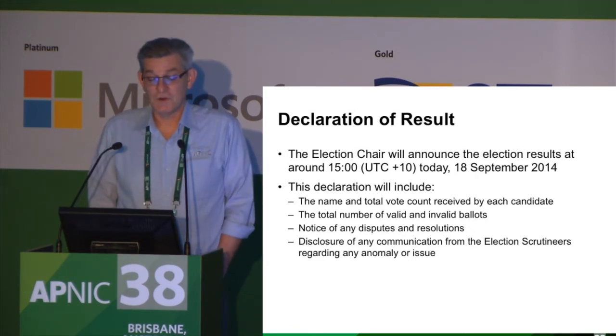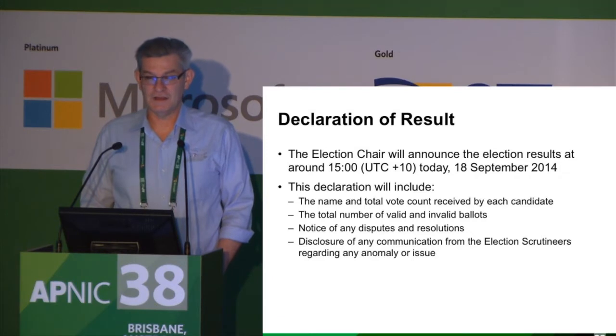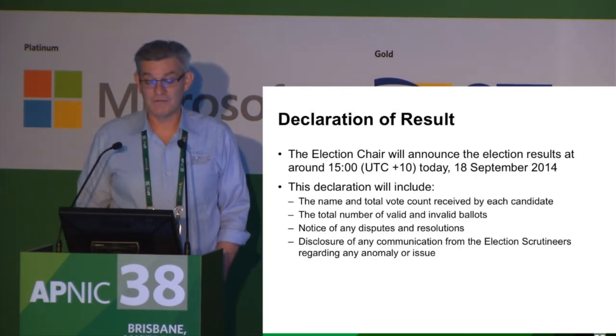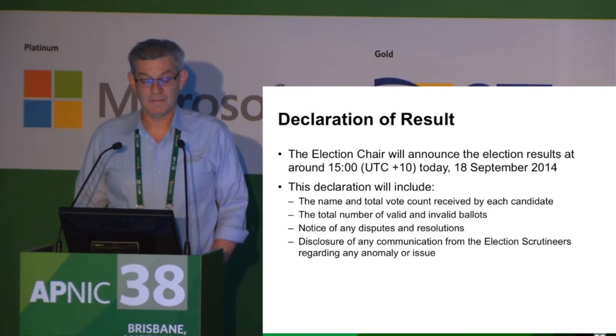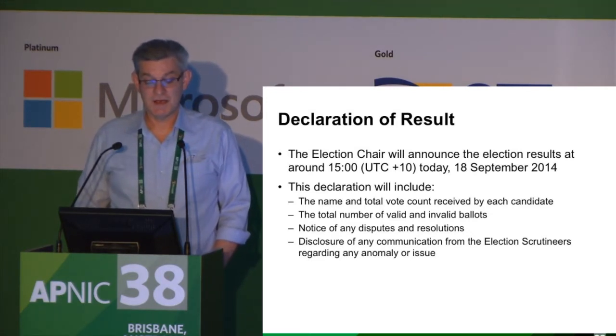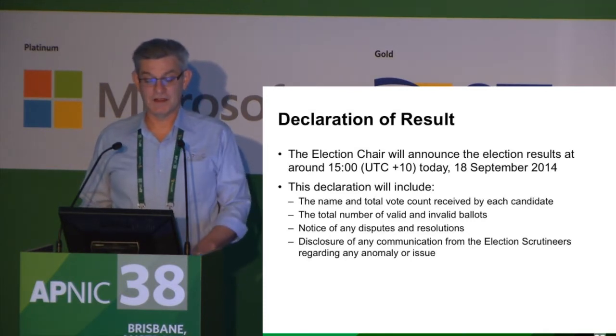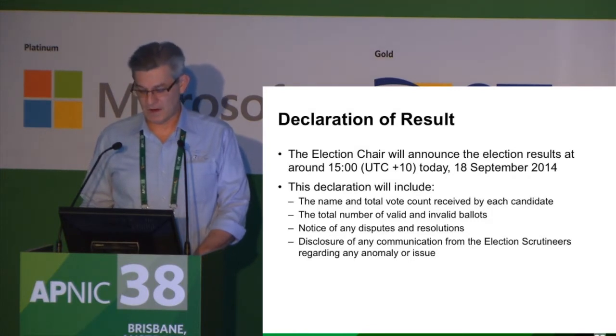So the declaration, when it's made, will include the name and total vote count of each candidate. It'll include the total number of valid and invalid ballots. It'll include notices of any disputes and the resolutions, and disclosure of any communication from the election scrutineers regarding any anomaly or issue, if raised.